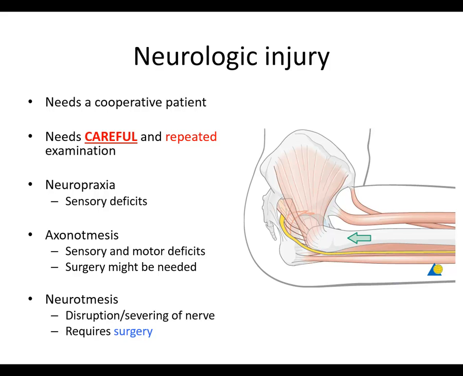As I mentioned, neurologic injury requires a cooperative patient. It needs a very careful and repeated exam. You could have different stages of nerve injury: neuropraxia with just sensory deficits, or axonotmesis with sensory and motor deficits, where surgery might be needed. Neurotmesis is when the nerve is essentially severed, and in those cases there's no continuity and it will require surgery.